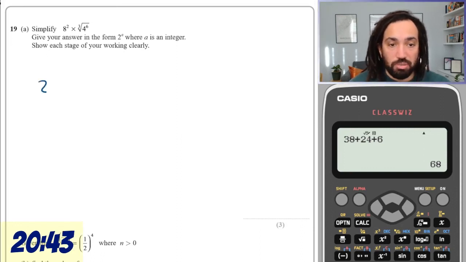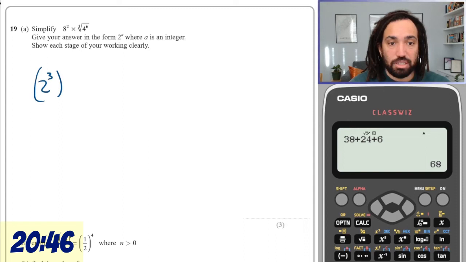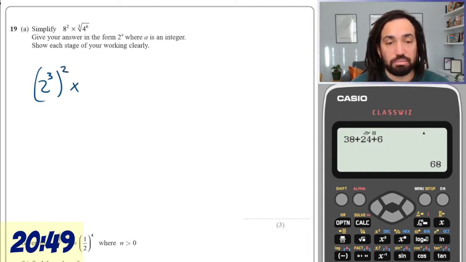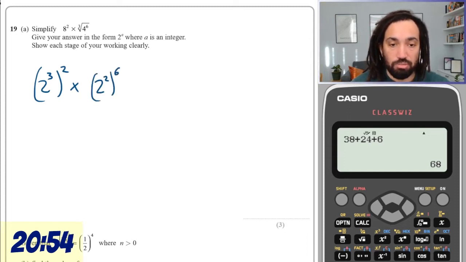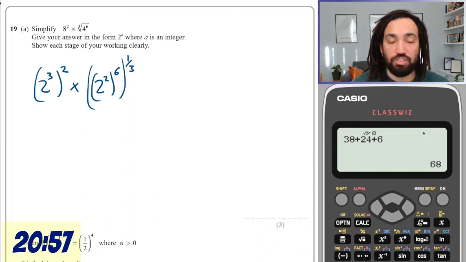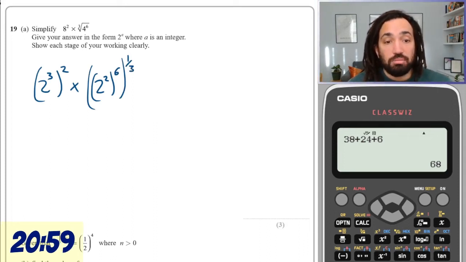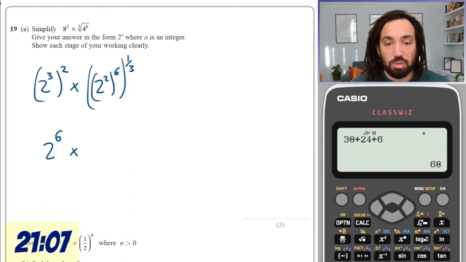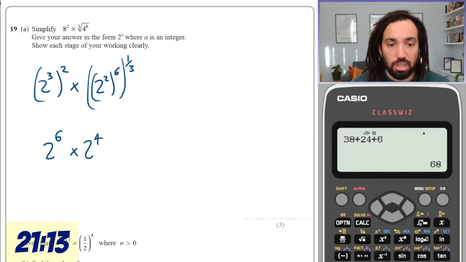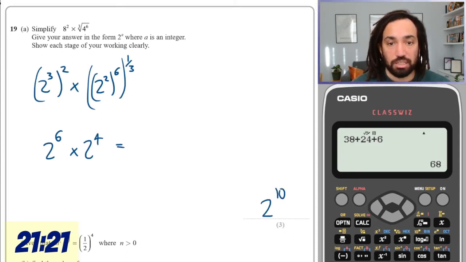Okay, simplify. So we know that 8 is 2 cubed. We know that 4 is 2 squared. And we know that the cube root is raising it to the power of a third. So we can multiply these along so that 3 and 2 make 6. 2 times 6 times a third is 12 times a third, which is 4. So 2 to the 4. And then we add these powers, so it is 2 to the 10.